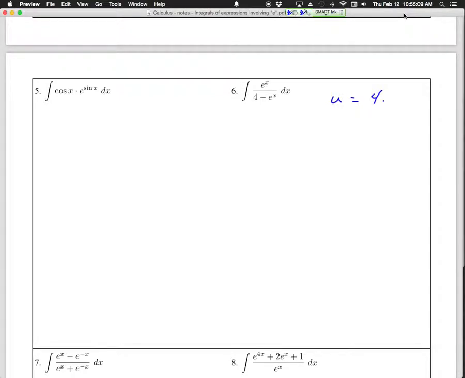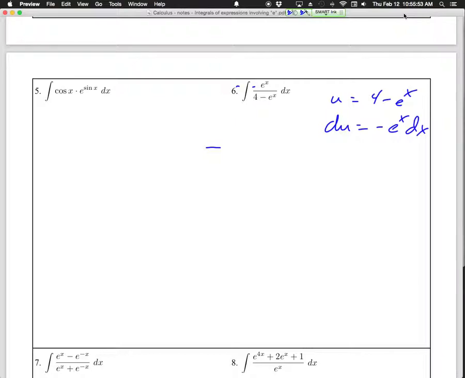So u equals 4 minus e to the x. du equals negative e to the x dx. So the only adjustment I need to make is the negative, because the e to the x is already in there. So it's just a negative that comes down from the outside. But what has to be done to the 4 minus e to the x?